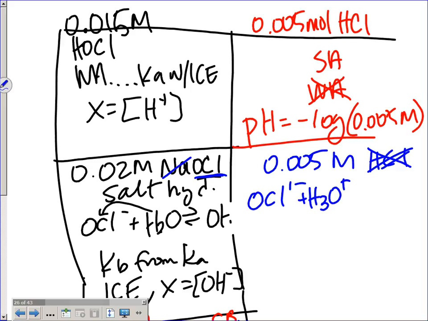Okay, jump in. So if you write the strong acid as hydronium, it will make your life easier. I hope you're writing down some of this too, because you're going to have to know this. So what's going to form here? HOCl and water.